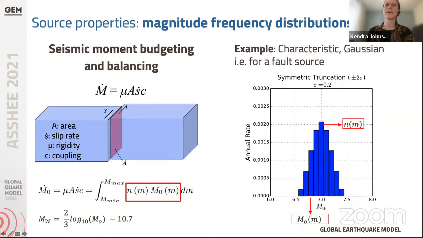The equation here is showing the seismic moment as a function of the area, the slip rate, the coupling across the fault, and the rigidity, and then showing the integral that's used to sum up the contribution of each magnitude. The example on the right here is showing a characteristic Gaussian MFD, for example, for a fault source.